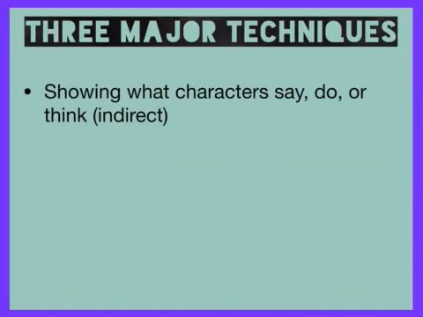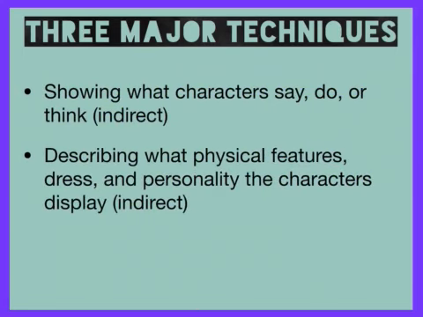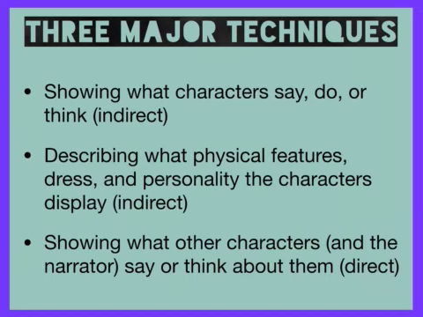Technique number 1, showing what characters say, do, or think. This is known as indirect characterization. Technique number 2, describing what physical features, dress, and personality the characters display. This is another method of indirect characterization. Technique number 3, showing what other characters and the narrator say or think about them. This is known as direct characterization. Please note that there are 2 methods of indirect characterization, but only 1 method of direct characterization.